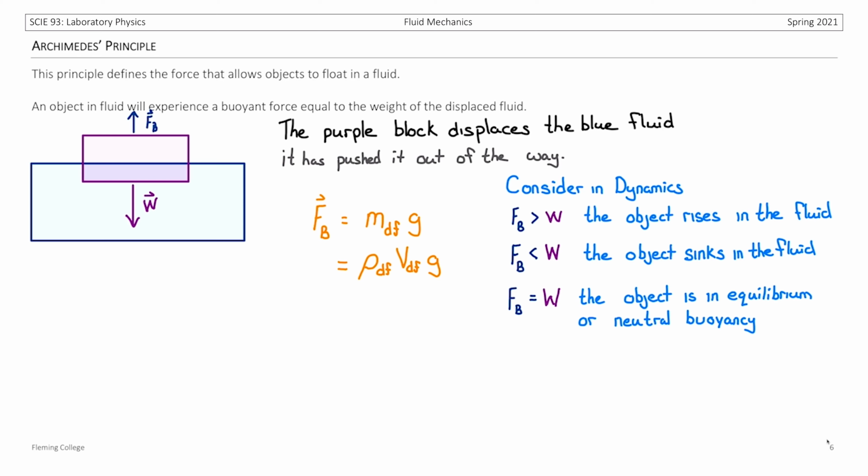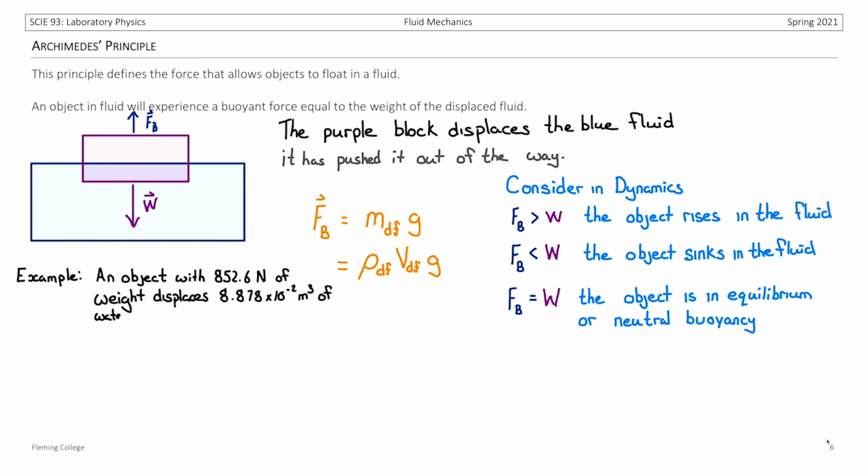I want you to take a moment and consider what neutral buoyancy means. Do you know whether or not an object with neutral buoyancy is sinking, rising, or staying in the same spot? We can look at an example here. Consider an object with 852.6 newtons of weight that displaces 8.878 times 10 to the negative 2 meters cubed of water. Will this object sink or float?